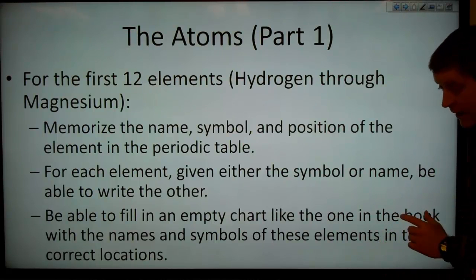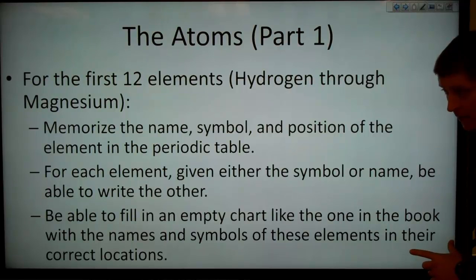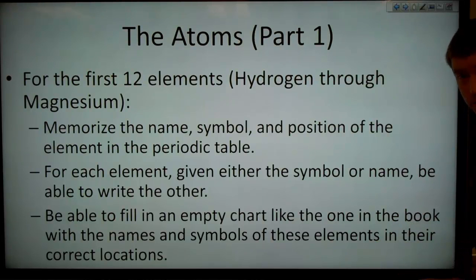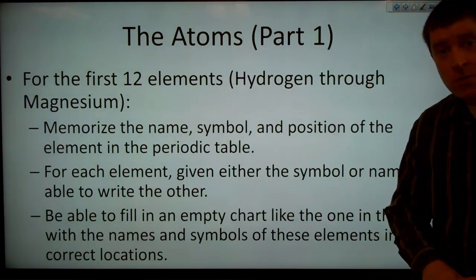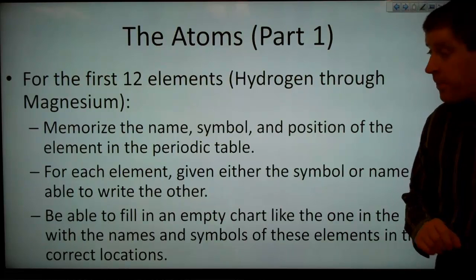You should be able to fill in an empty chart like the one in the book, in this section, 1.4, with the names and symbols of these elements in their correct locations. So, if I give you an empty periodic table, you should be able to fill in these 12 elements with their names and the symbols exactly where they're supposed to go.